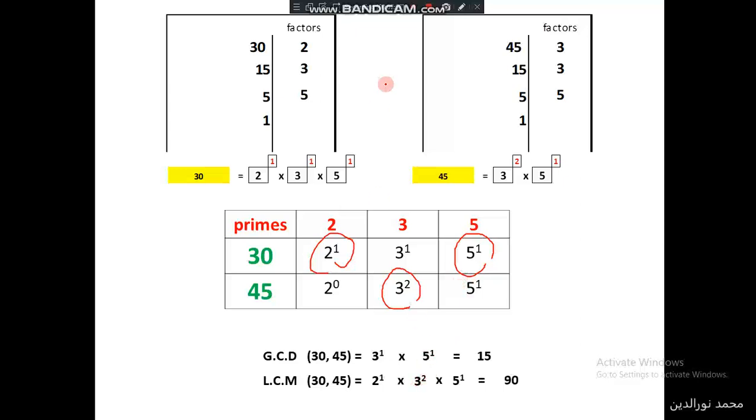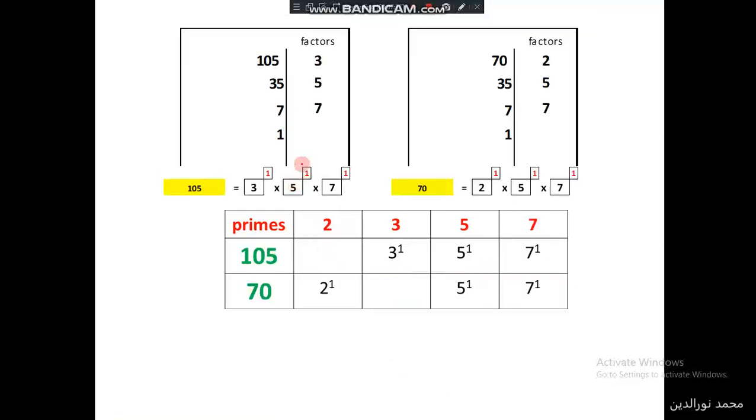We have to make a correction here, I guess. So yes, it's correct. 3 squared is 9, 9 times 5 is 45, times 2 is 90. Till now everything is okay, and let's have a look at the second exercise. We have 105, so we put the prime numbers 2, 3, 5, 7, and then 11.